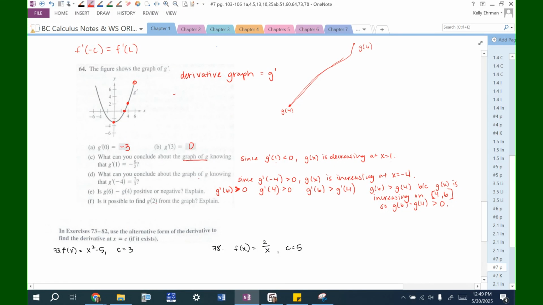Is it possible to find g of 2 from the graph? Explain. The only reason this is no is because we need one point that we know for sure. We need one position for the g of x function to be able to use calculus to figure out what g of 2 is. We also don't have the calculus skills to figure that out right now. So no, the reason is because we need one known point on g of x to find other values.